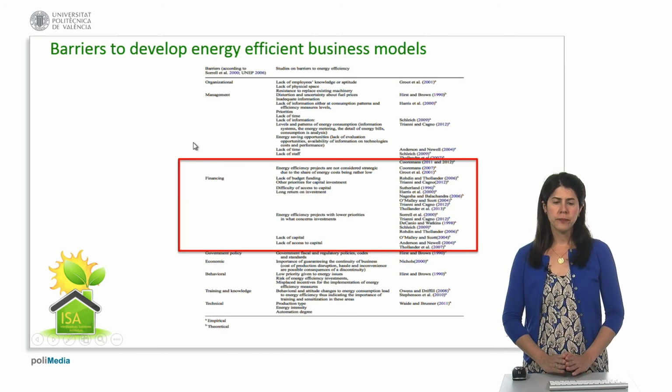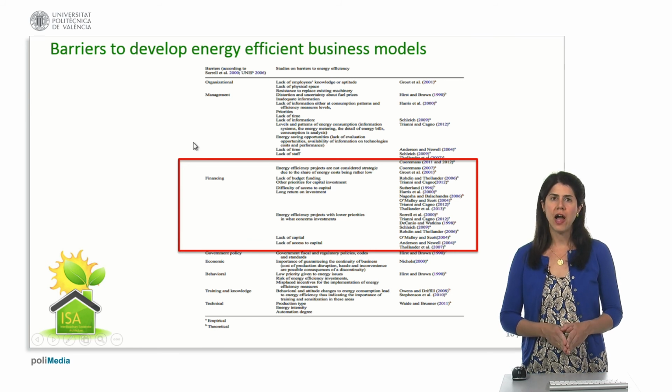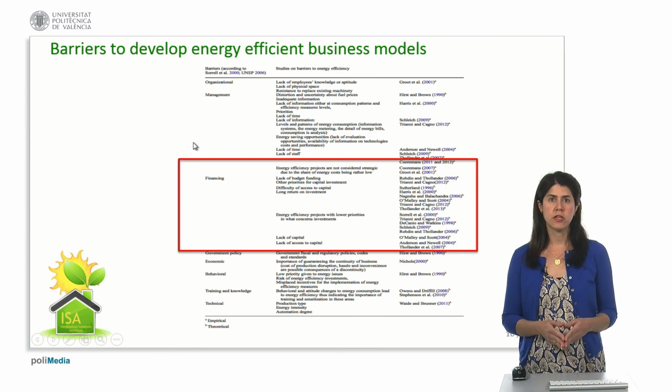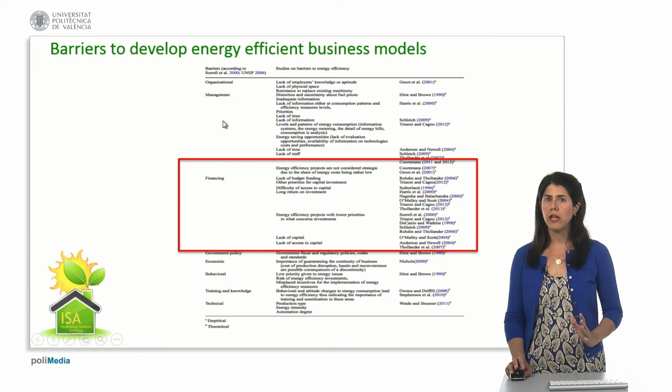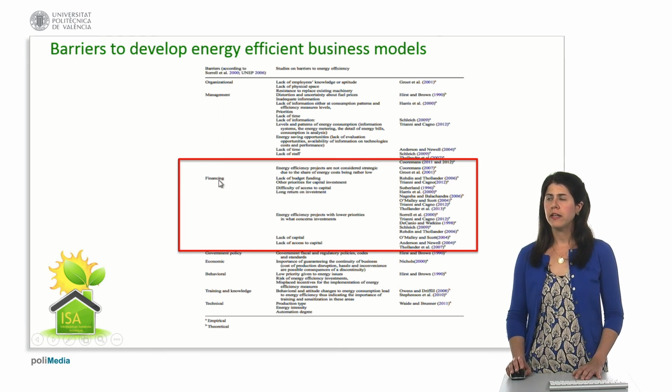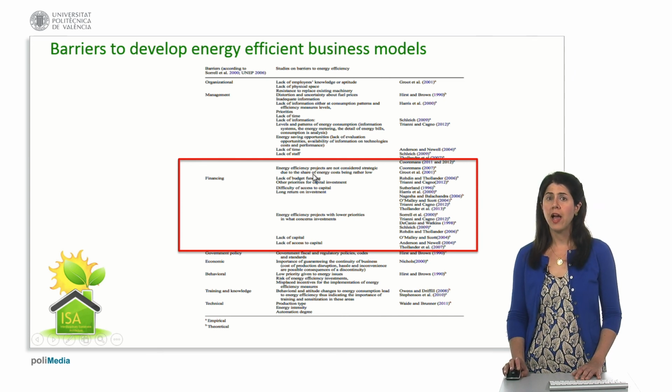So in the last section, I would like to identify the barriers to the development and growth of new business models for sustainability. As you can see, there are different factors, organizational, management, but I would like to focus on financing. What does that mean? Well, financing can come from the lack of sources of capital for new projects, or even the energy efficiency projects are not considered strategic by companies.